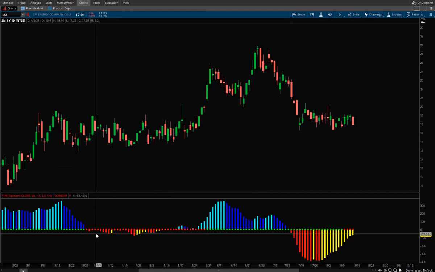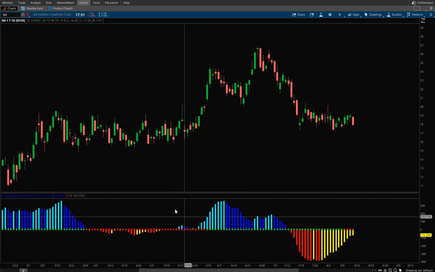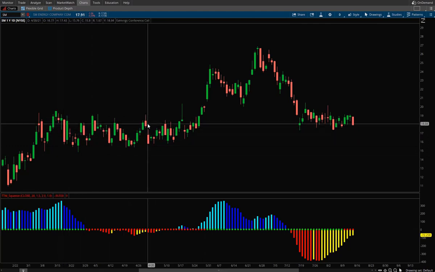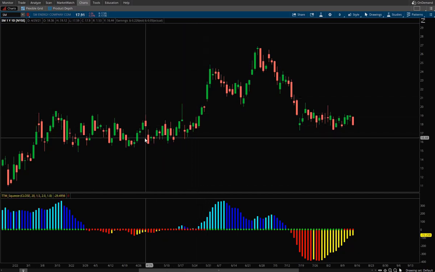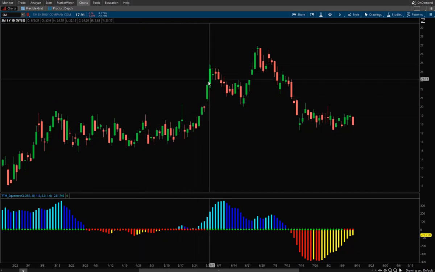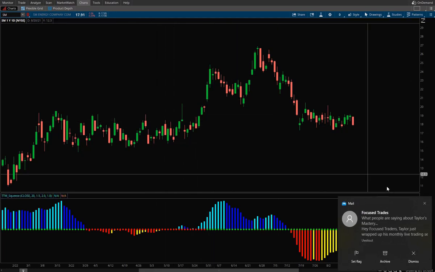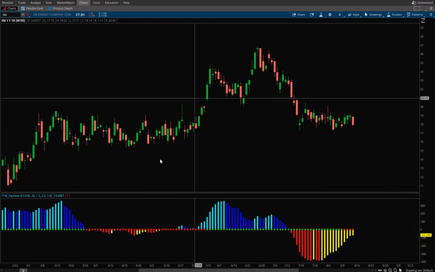But here's just another example. You have your red dots, which is your squeeze, a period of consolidation within a stock, and then once that squeeze fires, you get this larger than expected move to one side or the other. In this case, it was to the upside.